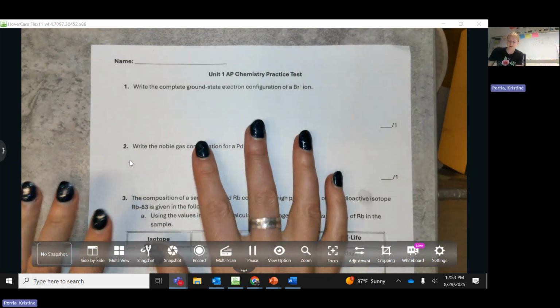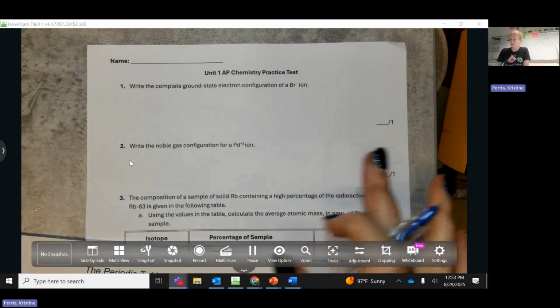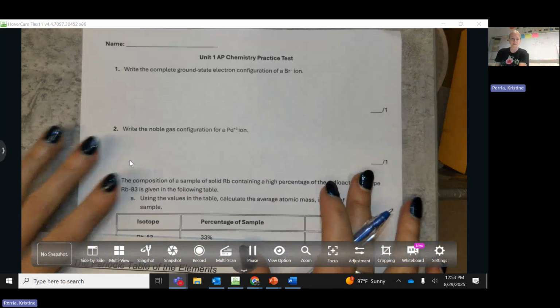This is a very similar level of difficulty, obviously not the exact same questions at all. But if you're wondering how long is the test, how is it going to be formatted, this is what it is. So here we go.